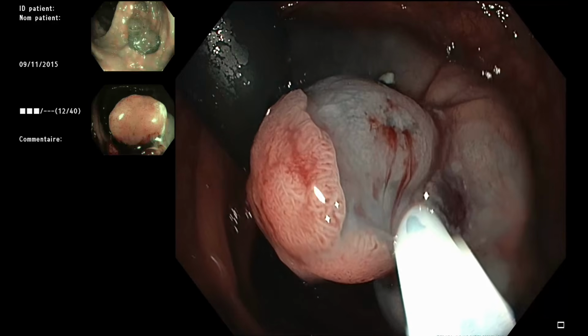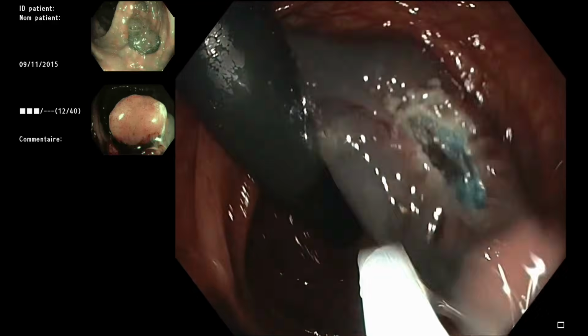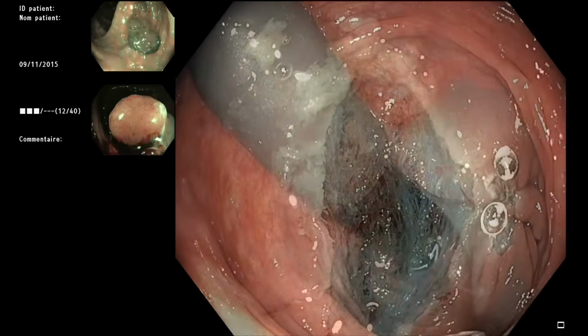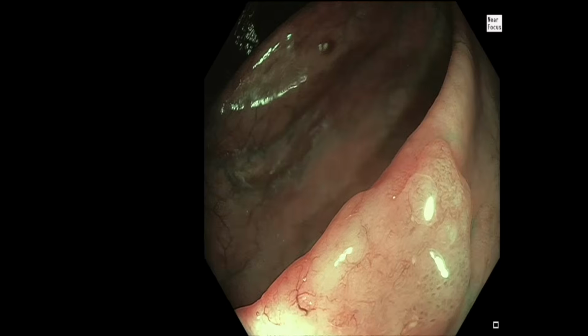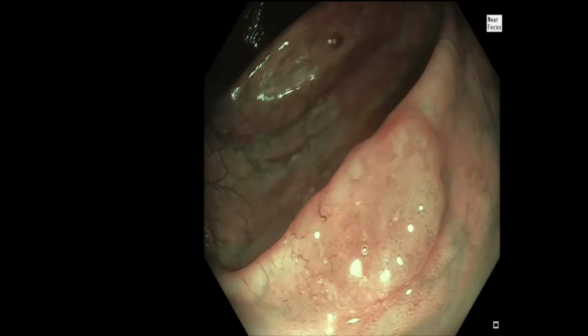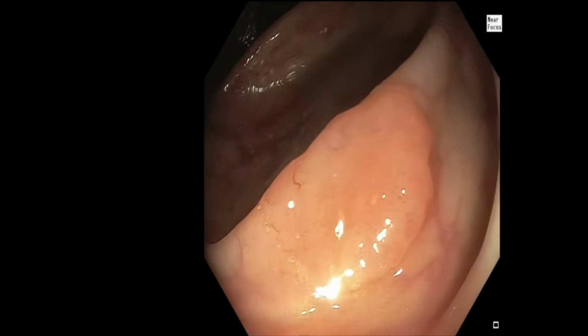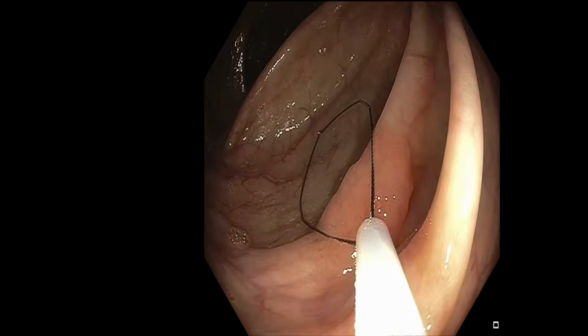We are a little far, but we will come back to see really the margin of the lesion. We have large margin and R0 resection, which is improved compared to conventional EMR, and then can help to have more R0 resection.